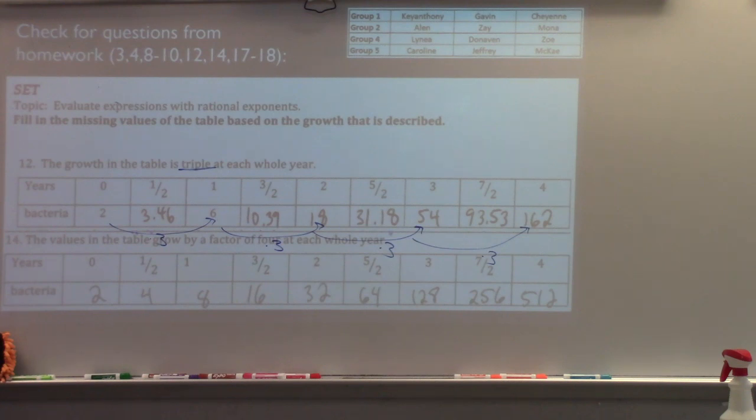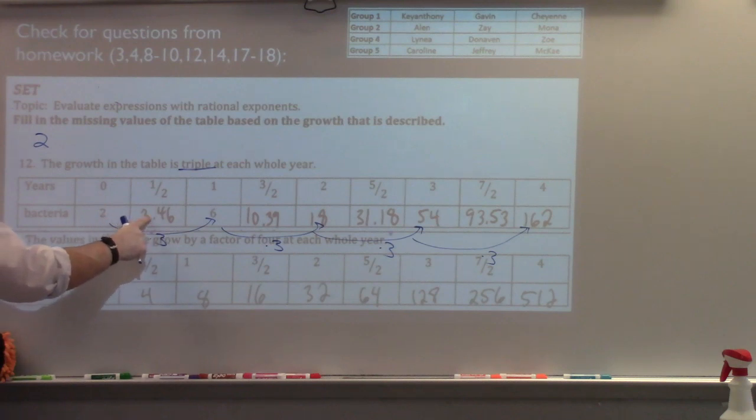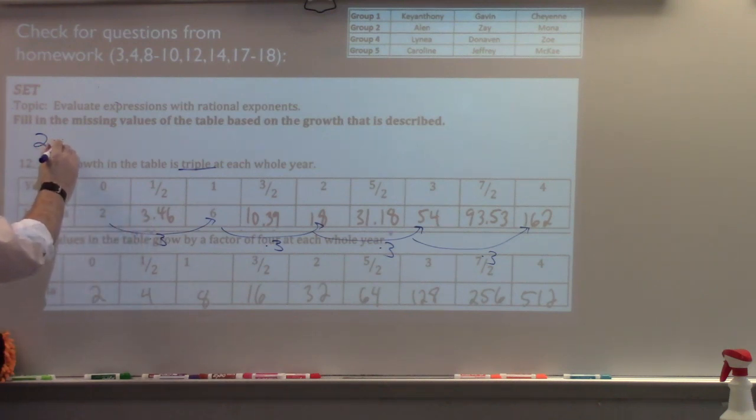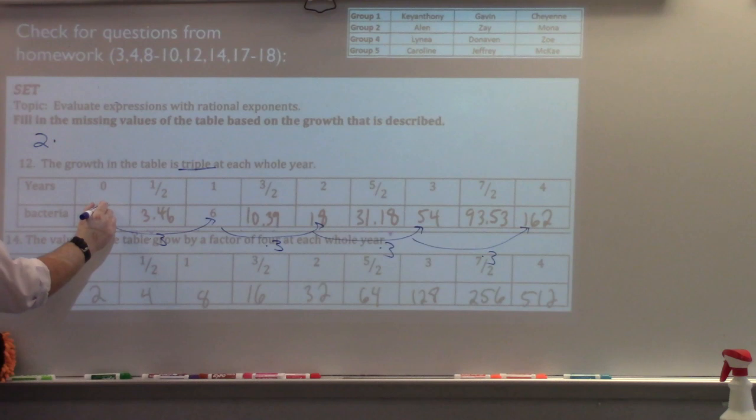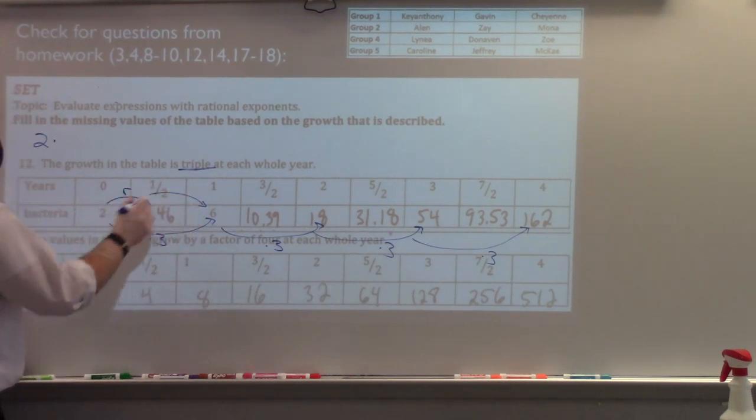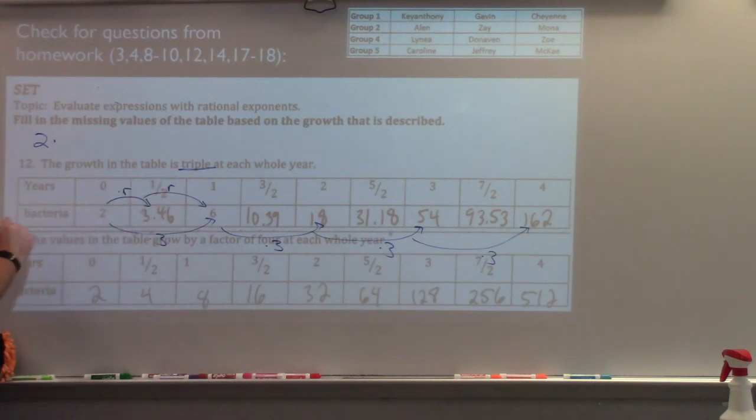So what number am I starting at? 2. What am I doing to that 2? Multiplying it by n. Okay, you can do n, or typically if we're doing multiplicative rate of change, it's an r, right? And if I multiply by r twice, I get to 6. So 2 times r squared is equal to 6.